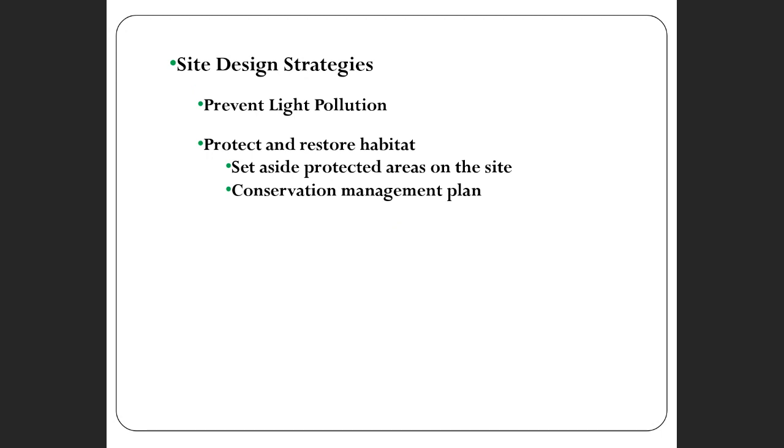For other design strategies, we want to try to avoid light pollution. We're going to see what that is here in just a minute. And if there are certain parts of the site that are sensitive areas, we're going to try to protect and possibly restore that habitat, right? Maybe there are parts of our project site we want to set aside. We want to say we're never going to develop or build here. And maybe we have some kind of management plan that directs how the site will be used.